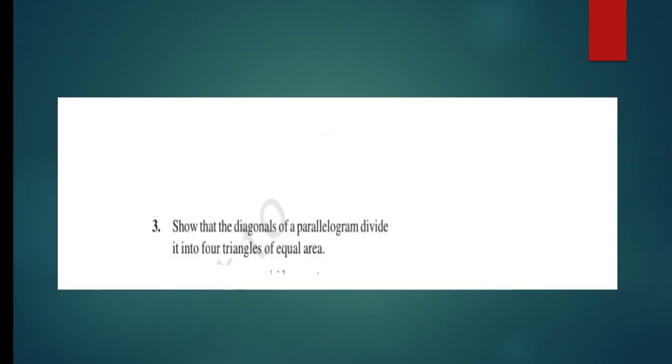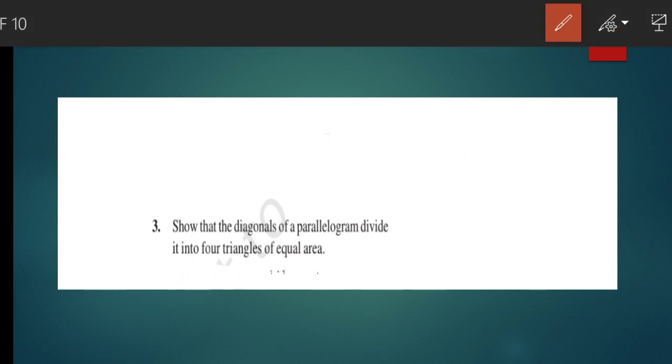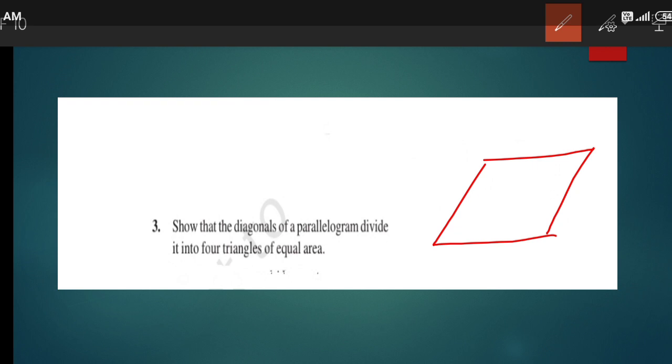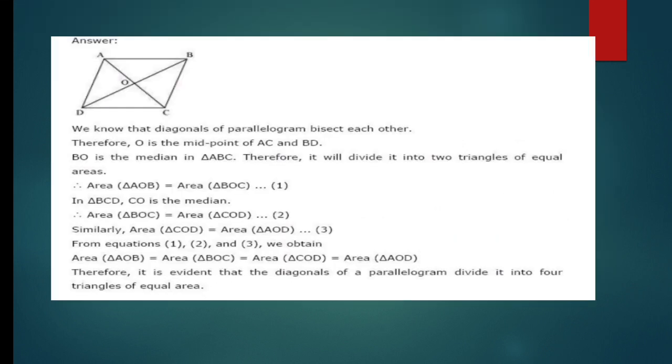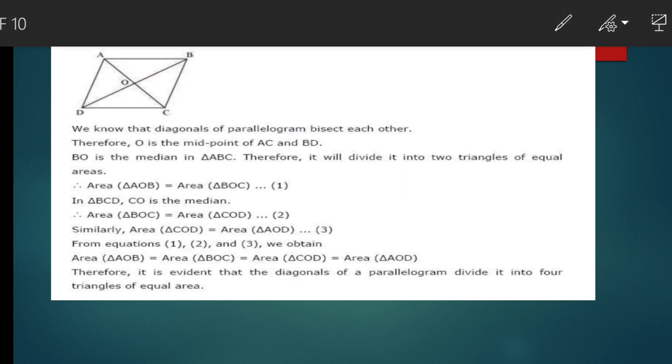Now our third example. It says, show that the diagonals of a parallelogram divide it into four equal areas. So we have a parallelogram, and in this parallelogram the diagonals divide the quadrilateral into four triangles. So 1, 2, 3, 4 triangles we are getting. We have to show that these four triangles are equal in area. So here is the sum.